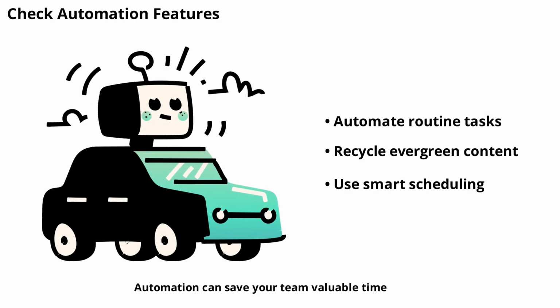Automation can save your team valuable time. Look for features like automated posting, content recycling, and smart scheduling. These tools help you maintain a consistent presence without having to manually manage every post, freeing up your team to focus on higher impact activities.